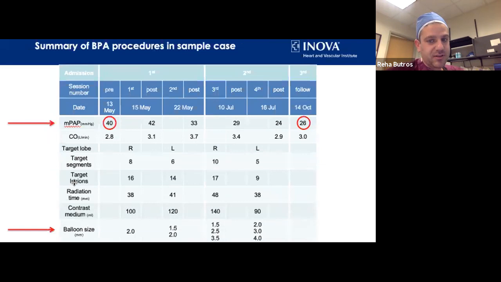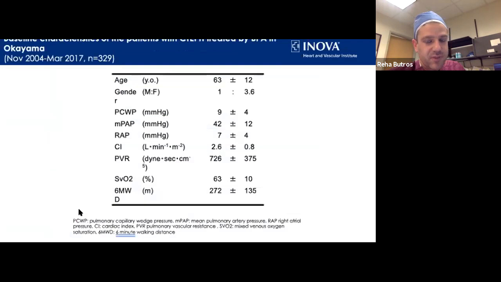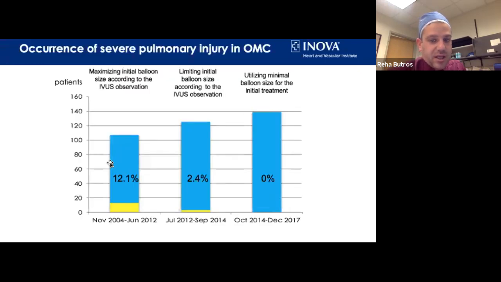There is an example of a patient they did. Over 4 treatments, the mean pressure has decreased from 40 to 26. And here you can see the matching diameters of the vessels. Their average population is about 63 years old, and it's a female predominant population. The average pressure they start off with is about 42 mean pulmonary artery pressure, so relatively high pressure and high PVRs. That's their average population.